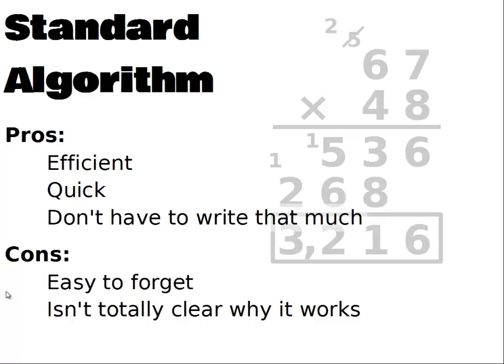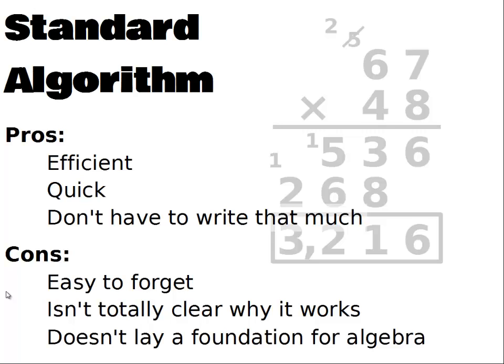I'll bet if you thought about it, you'd have to think a little while about why this actually worked to multiply these. And it doesn't really lay a foundation for algebra. And that's what we're really trying to do with our elementary school kiddos. We want them to be strong in their number arithmetic so that when they get to algebra, when we start to abstract things and throw in variables, they can recognize that we're not doing new things. We're just doing the same old stuff, but with slightly different objects. Instead of numbers, we use variables.